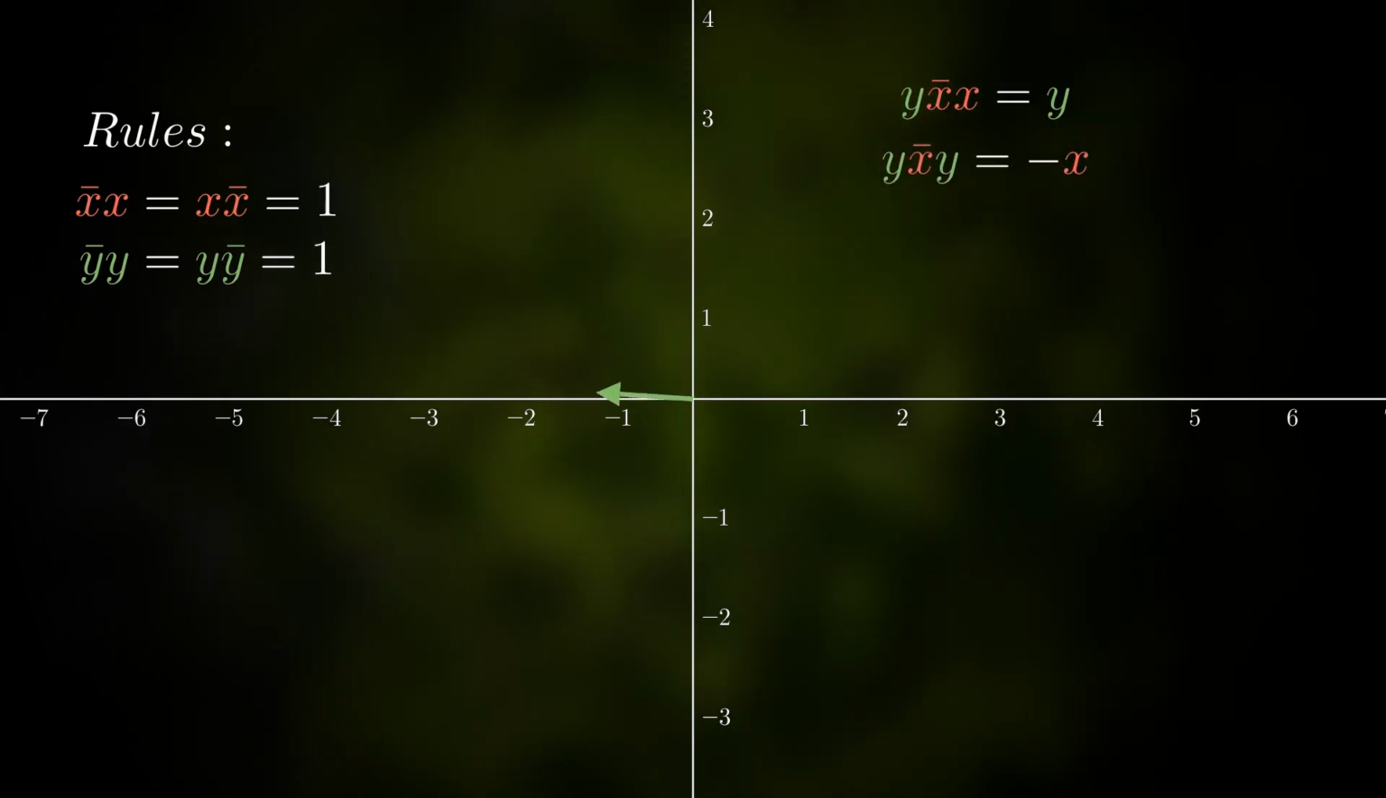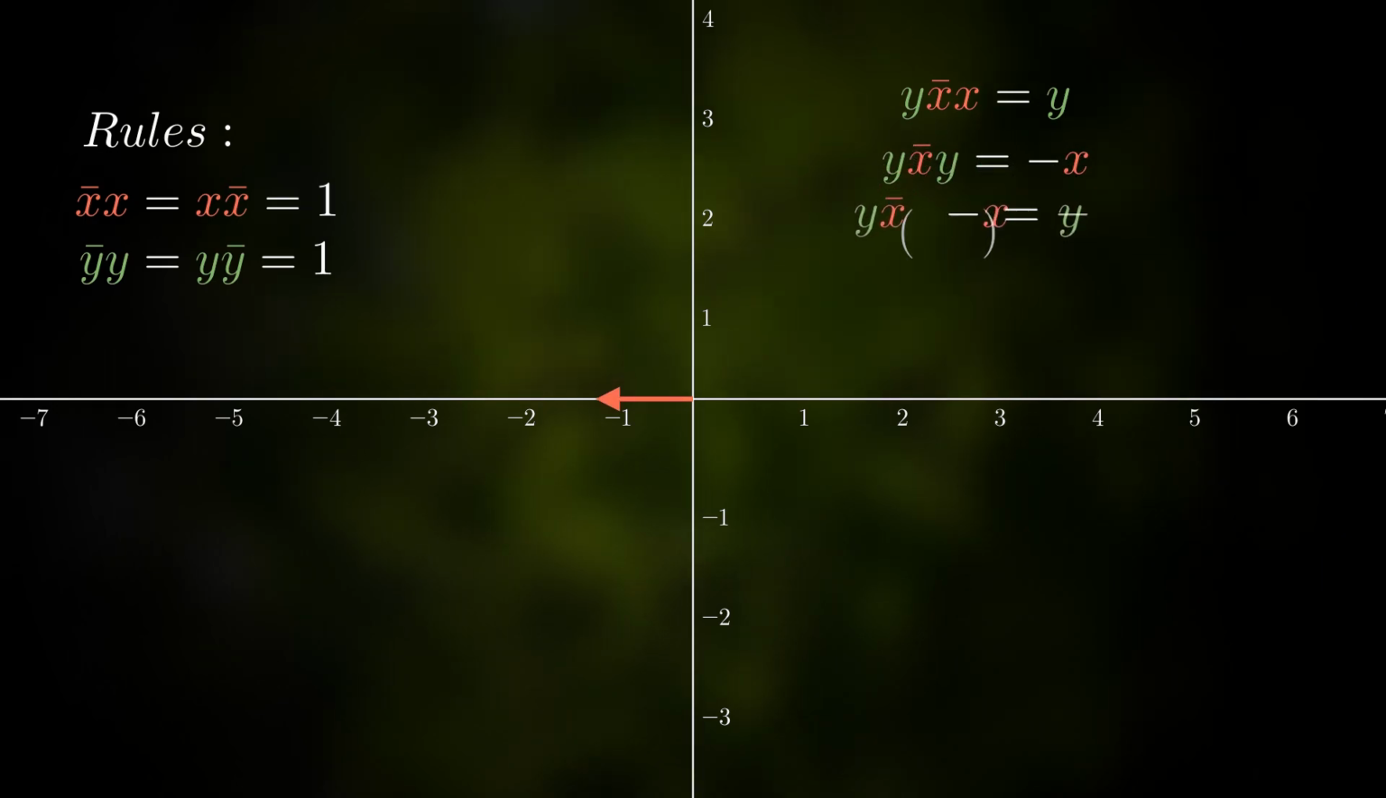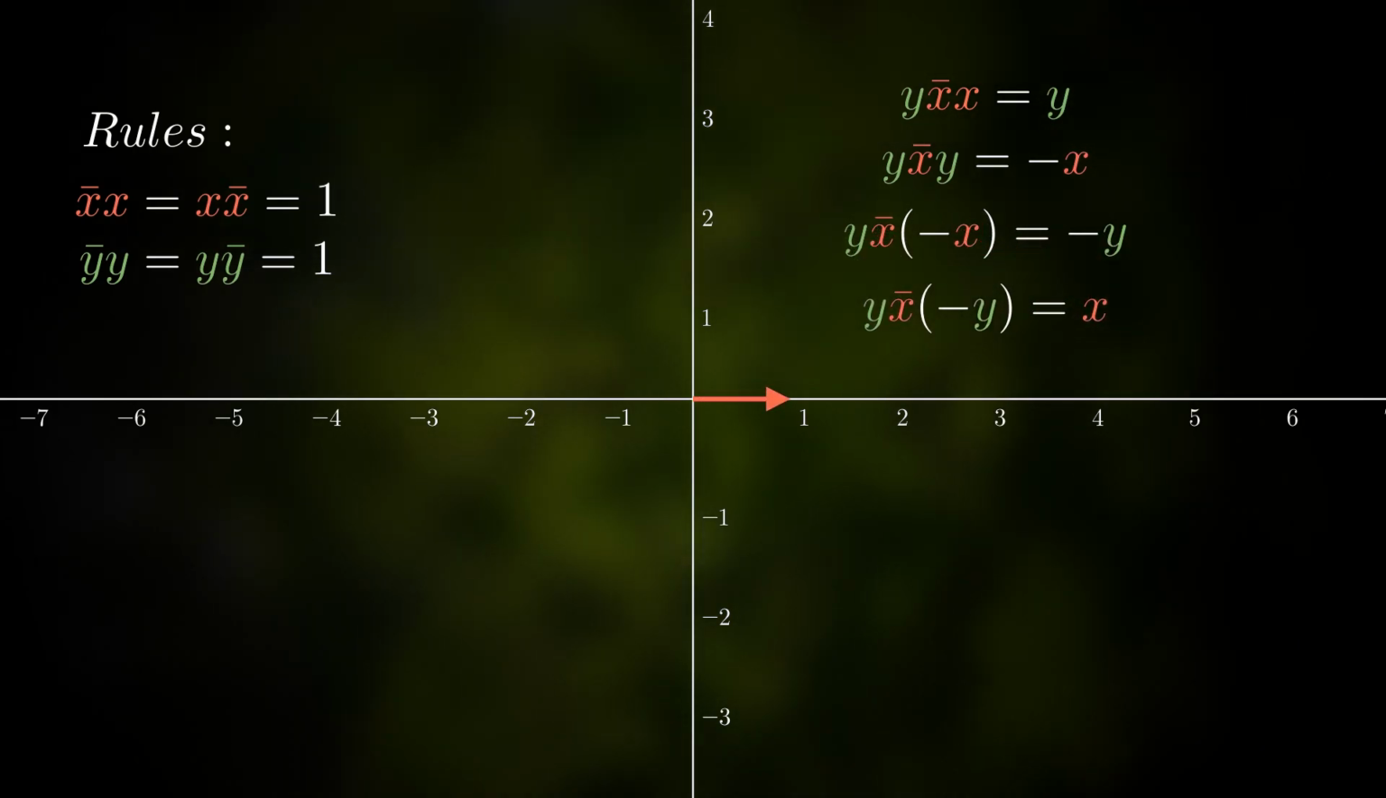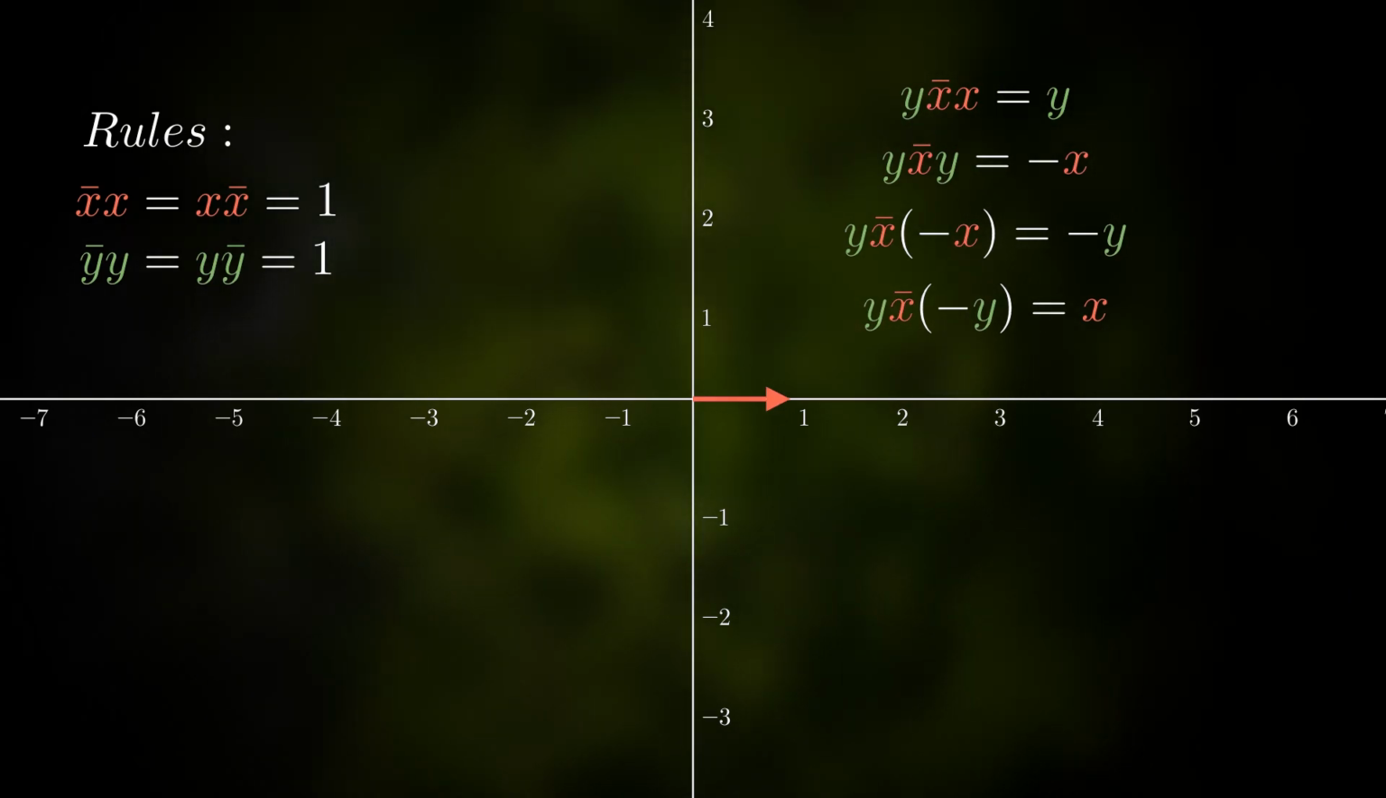Rotating y 90 degrees counterclockwise, we get minus x. And then we can continue. Rotating minus x 90 degrees counterclockwise, we get minus y. And rotating minus y, we return back to x. We turned a total of 360 degrees, and so we're back where we started.